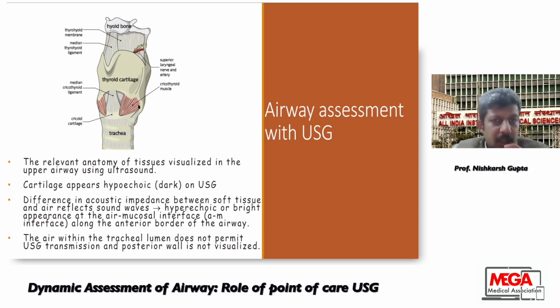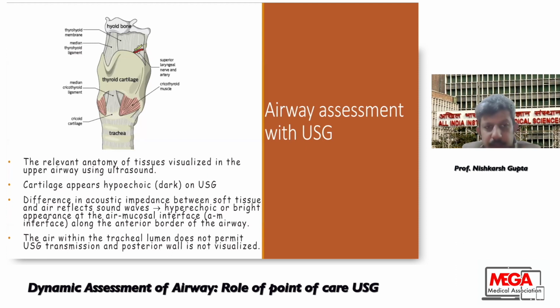And once the ultrasound beam is interacting with any of the structures, depending on the density of the tissues, you may have the structures visible as different shades of white and black. Cartilage generally appears hypoechoic or dark on ultrasound, whereas bone appears hyperechoic or white. There is a difference in acoustic impedance between the soft tissue and the air. Earlier we used to think that air is an enemy of ultrasound, and so you will not see anything, and lung ultrasound and airway ultrasound were not very popular 5 years back.